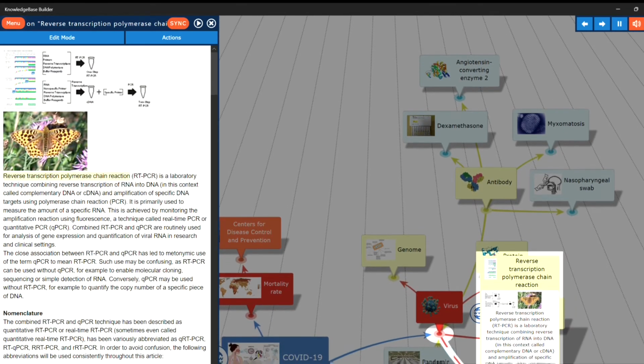Reverse transcription polymerase chain reaction. Reverse transcription polymerase chain reaction, RT-PCR, is a laboratory technique combining reverse transcription of RNA into DNA, in this context called complementary DNA or cDNA, and amplification of specific DNA targets using polymerase chain reaction, PCR. It is primarily used to measure the amount of a specific RNA.